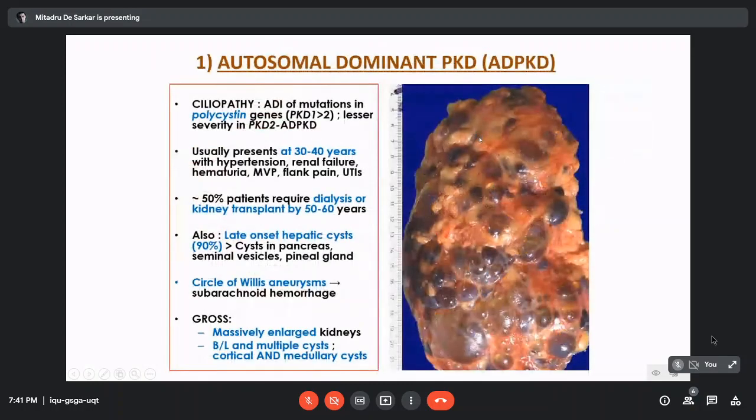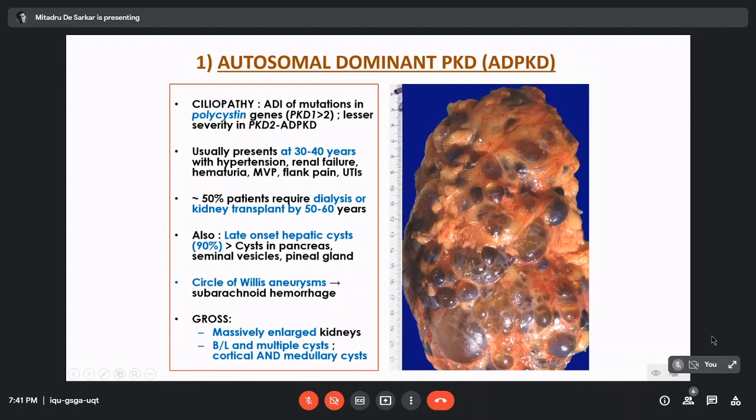So let's straight away go to the first entity, which is autosomal dominant polycystic kidney disease. As we have already read, it's associated with mutations in the polycystin genes, in which PKD1 mutation is commoner than PKD2. More important is the fact that PKD2 mutations will have a lesser severity disease and a later age of onset, and the changes which are seen in the kidney might not be the same as you see in the case of autosomal dominant polycystic kidney disease due to PKD1 mutations.